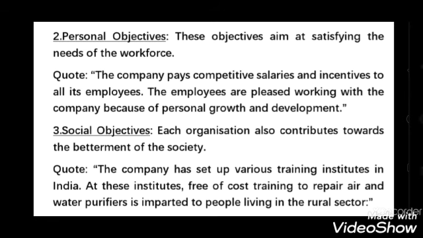It means that Pure Living Private Limited gives the free of cost training to those who live in the rural sector. Clear? That is why this case study discuss about the three basic objectives of management. They are organizational, personal and social.